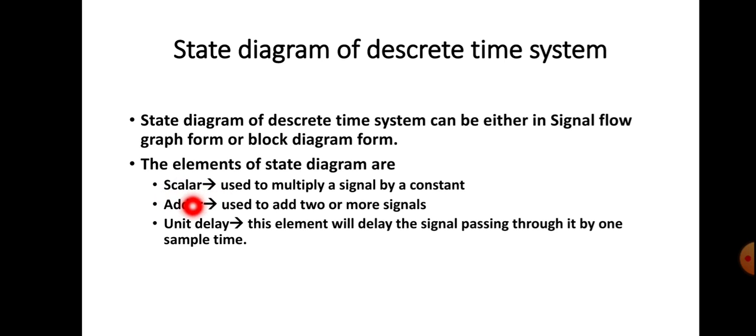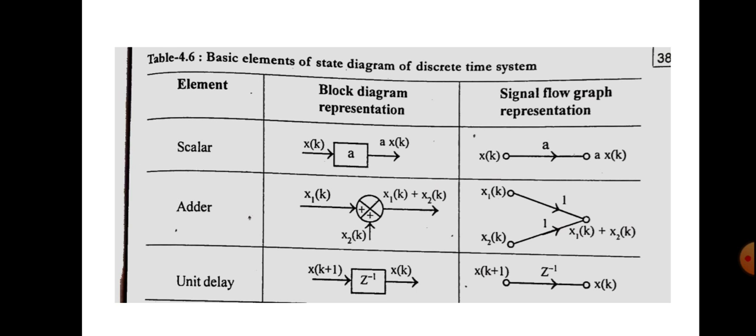Here scalar, adder and unit delay elements are the basic elements of the state diagram in the case of discrete time systems. The scalar is used to multiply a signal by a constant, the adder is used to add two or more signals, and the unit delay element provides a delay for the signals passing through it. That means this element will delay the signals passing through it by one sample unit. So here the different elements are scalar, adder and unit delay, and the block diagram representation is shown here.